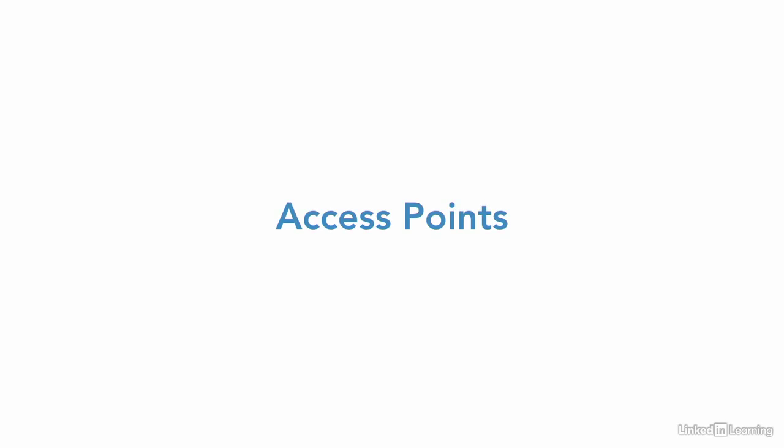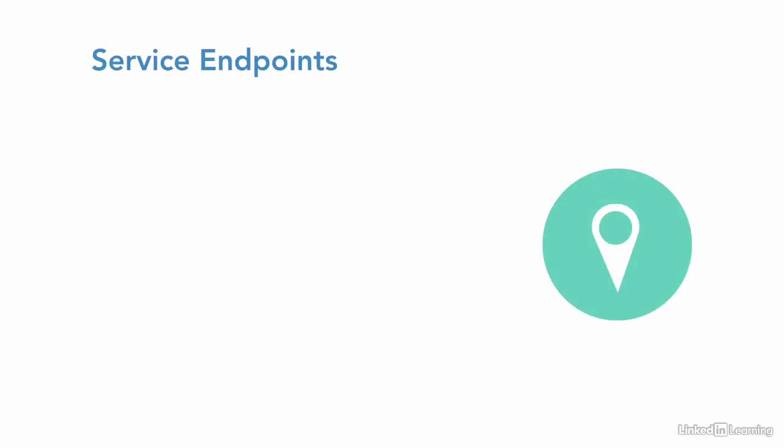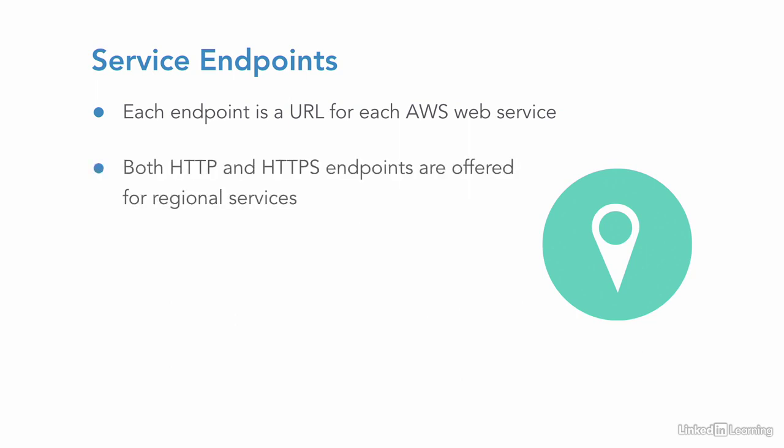When we're accessing our applications at AWS, we have to have some methodology, some path to actually get to our application or our service. And that's called a service endpoint. And the endpoint is a URL for the services that we're using at AWS. And you have to think of them as they're all web services that are hosted there at AWS. Now, you can use HTTP. Of course, they would prefer you use HTTPS, and they offer both types of endpoints for the regional services.